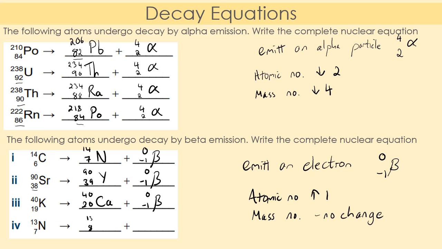I then look on my periodic table and find out what has an atomic number of 8, and that is oxygen. I also need to make sure I include my beta particle. Well done if you've got those all correct. If not, do have a look at how I've done it, and see if you can see what I've done with just changing the number of protons and maybe the mass number if it's alpha emission, no change in the mass number if it's beta.